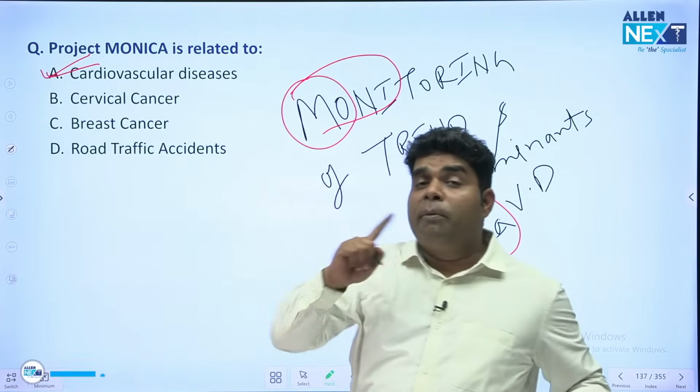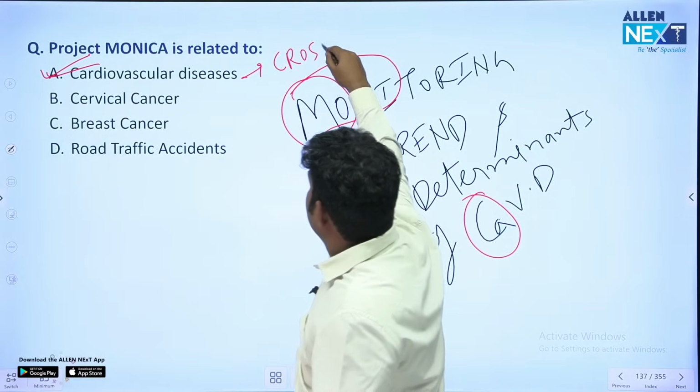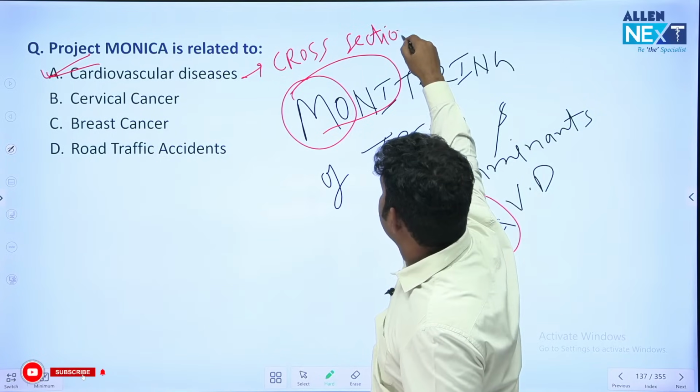So we are asking question from a large number of people. That means it is which type of study? It is cross-sectional study. Cross-sectional is Monica.